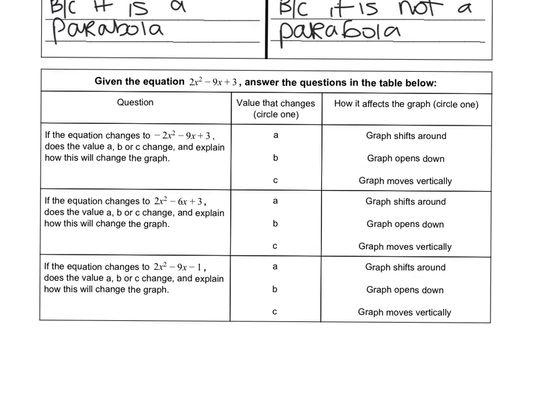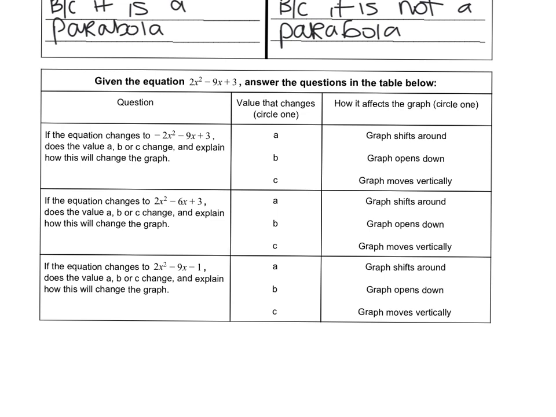Okay. So now we're going to take a look at different values for A, B, and C. So we have the equation 2x squared minus 9x plus 3. And we're going to answer the questions based on the changes to that graph. And you can use Desmos to help you figure out the changes that have occurred. So we'll type 2x squared minus 9x plus 3.